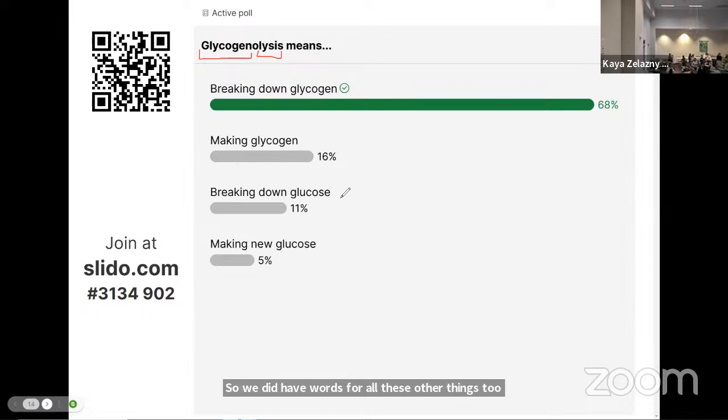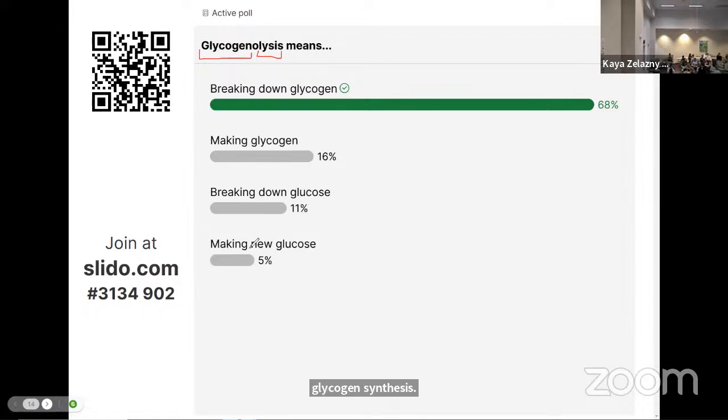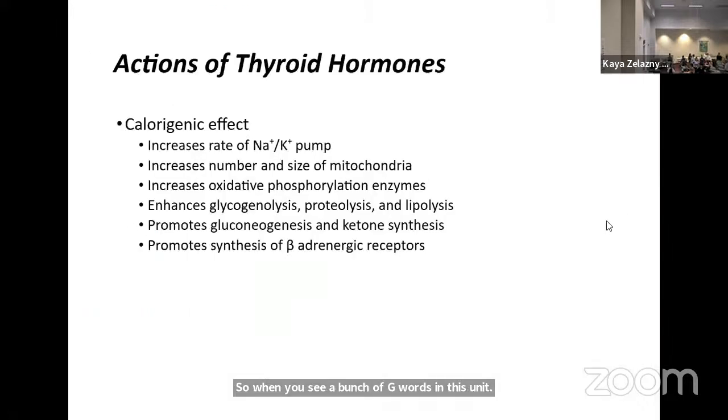We did have words for all these other things too. We can make glycogen, we can break down glucose, we can make new glucose, and that's going to be glycogen synthesis, glycolysis, we have gluconeogenesis. So when you see a bunch of G words in this unit, make sure you read the whole word carefully. Don't let your eyes bleed.